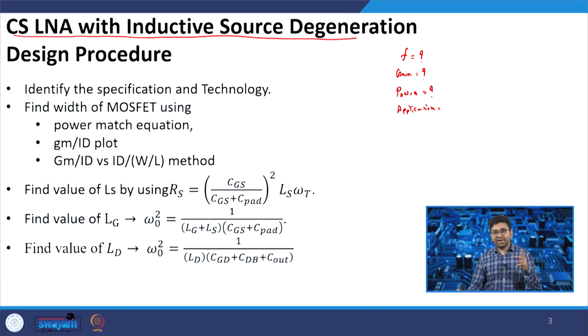Then second is the technology. Which technology you are going to use matters, because based on the technology your omega T is decided. For a higher node technology, where the length is high, the FT is low. In lower node technology the FT is high. The noise figure you can achieve, and the noise figure that we require, is also one of the parameters, and that can be found based on the sensitivity.